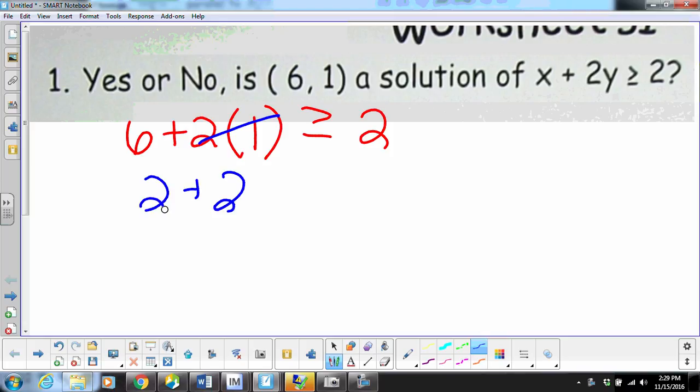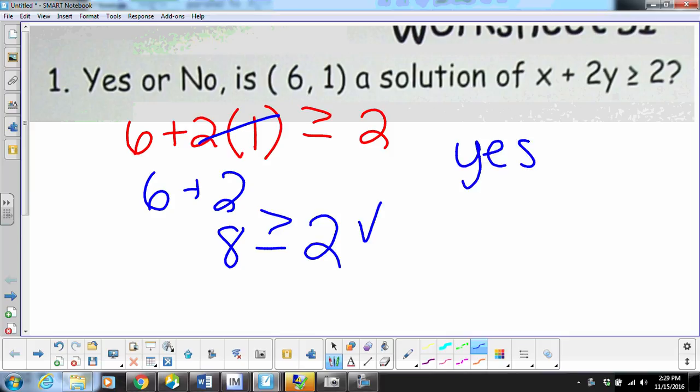6 plus 2 gives me 8. Is 8 greater than or equal to 2? Yes, it is. So yes, it is a solution.